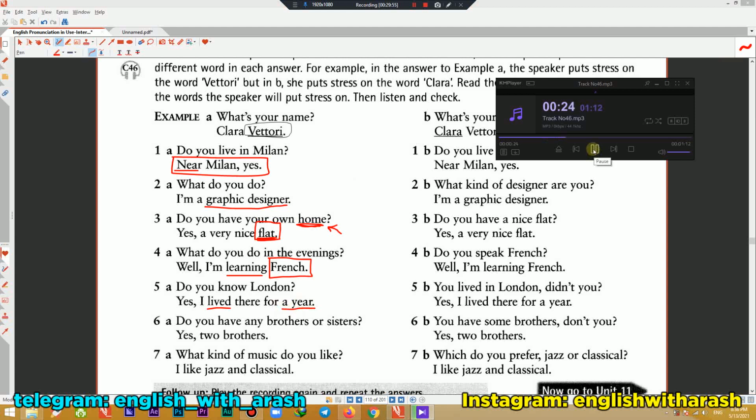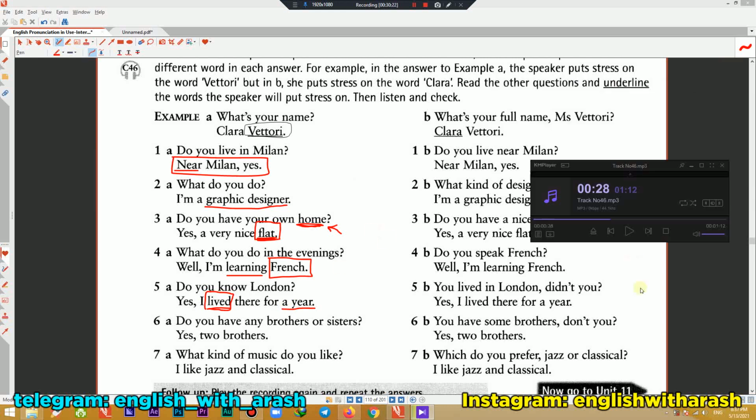Do you know London? Yes, I lived there for a year. Basically, lived is very important here. So you are asking me if I know London? Come on, I lived there. Of course I know London. I lived there. Do you know London? Yes, I lived there for a year.